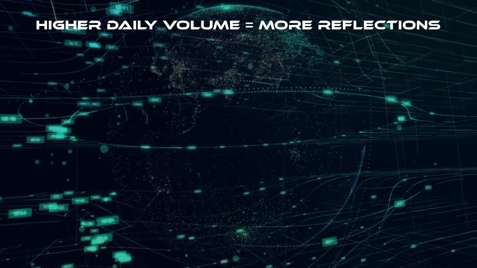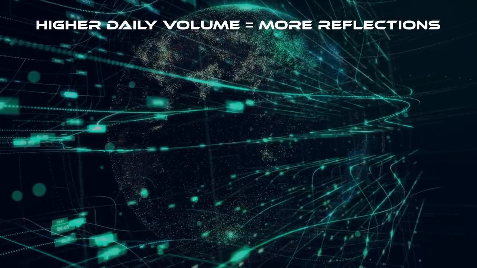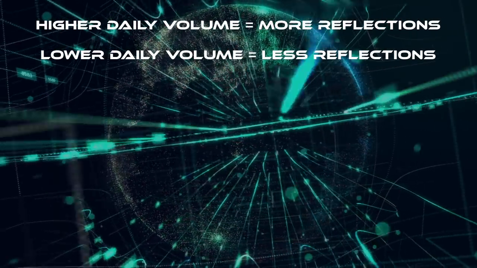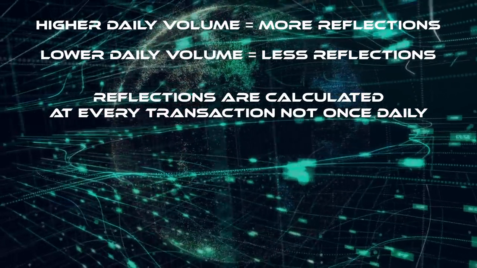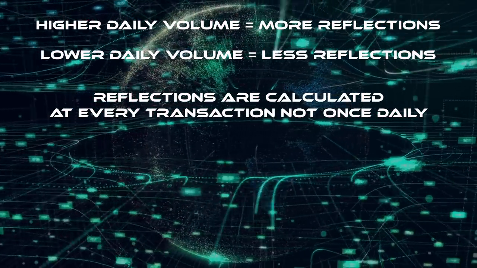Except there is one major flaw with our equation and the example that we just used. To calculate our reflections, we began by using daily volume, which is a common occurrence when calculating reflections. However, at least with Safemoon, reflections are not paid out once daily based upon the daily volume. Although it is true that having a higher daily volume will lead to higher daily reflections and lower daily volume will lead to lower daily reflections, the reflections are actually calculated and distributed at every transaction and not once daily.